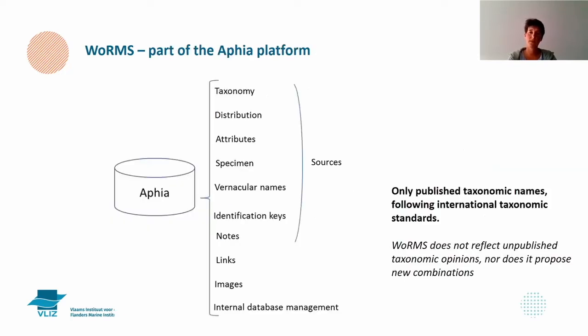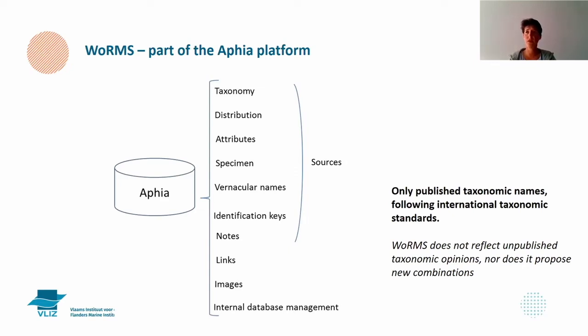Now, WoRMS, as I said, is part of the AFIA platform and can capture a lot of information that is related to taxonomy. And this is a very rough schematic of what our database looks like. So taxonomy is the core. We are a taxonomic register. But linked to taxonomy, we also document distribution, attributes.